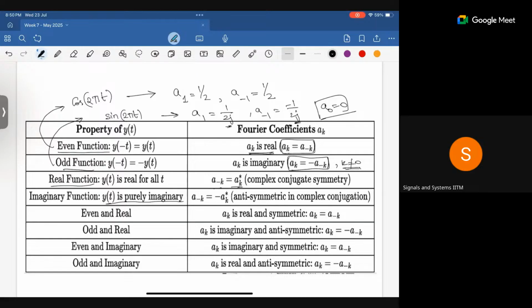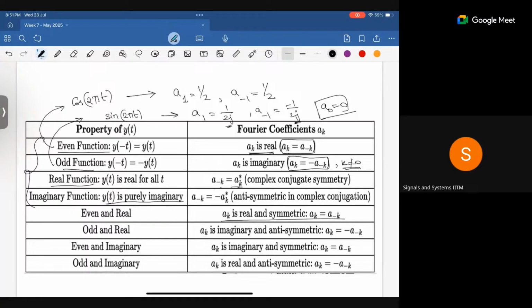Okay, so A minus Ks will be minus A K star. All right, so these are the first four, and these combinations also you can look at. So what if it is even and real? If even and real, it will be real and symmetric. Odd and real is imaginary and antisymmetric. Even and imaginary is imaginary and symmetric. Odd and imaginary is real and antisymmetric.